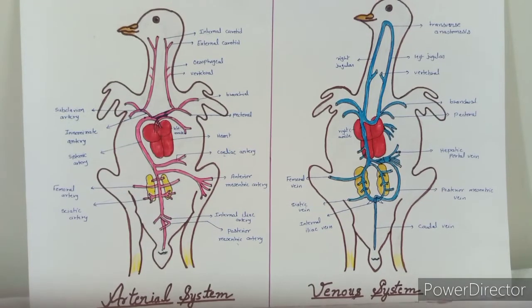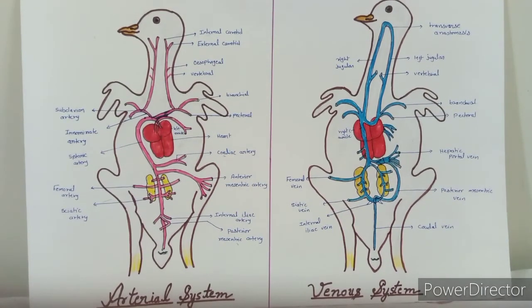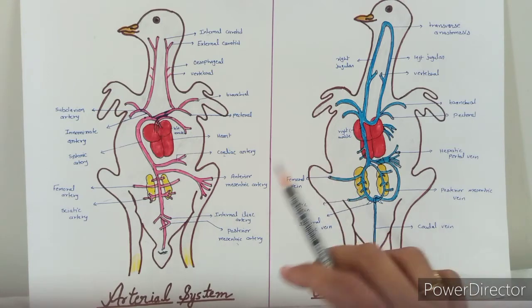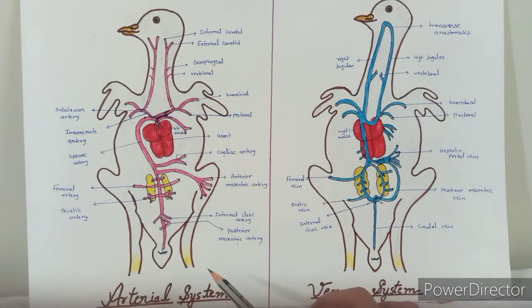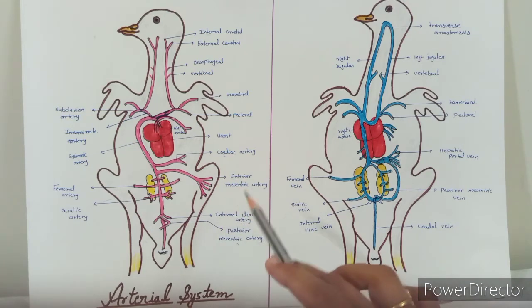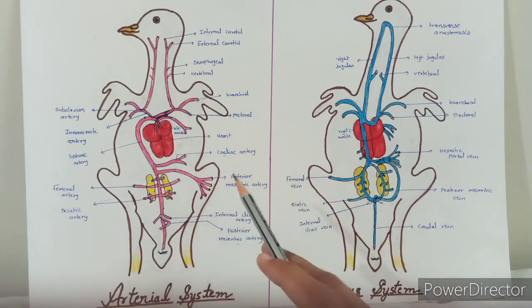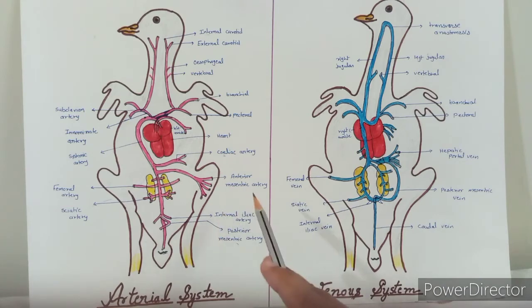Now we talk about the arterial system. So this is the arterial system and this is the venous system of the pigeon or Columba livia. When we talk about the arterial system, the heart pumps deoxygenated blood to the pulmonary aorta and oxygenated blood to the systemic arch. Collectively both are called the arterial system. So first we talk about the systemic aorta.